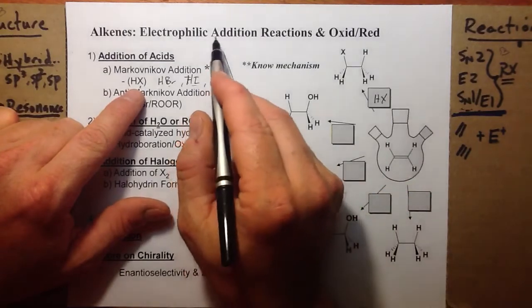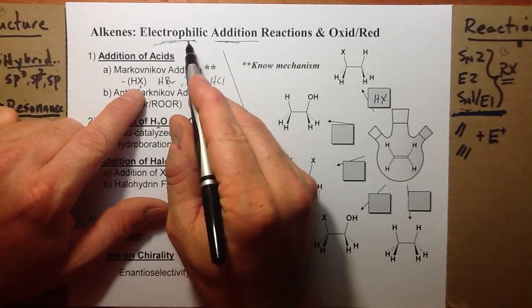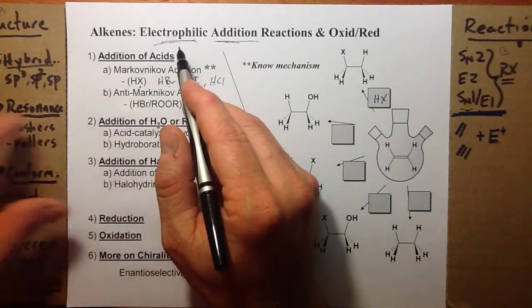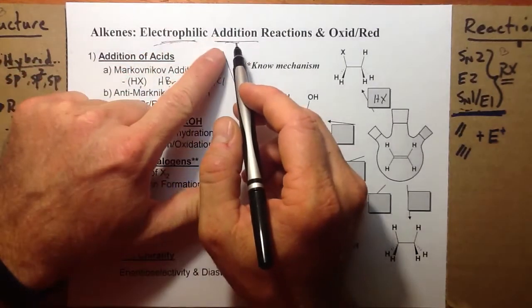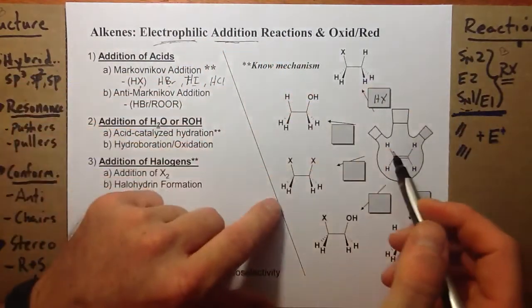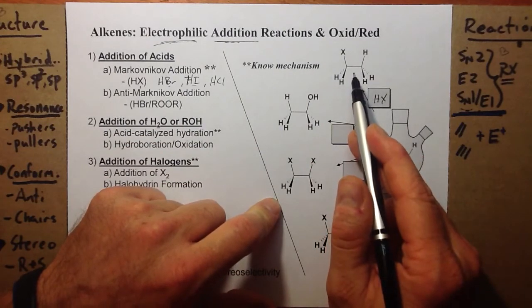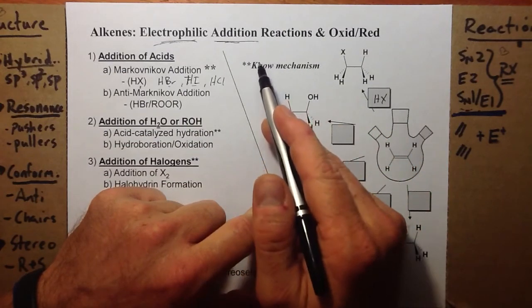So we're needing to remember not only are we attacking the electrophile with the pi bond, as we talked about with the last slide, we're going to have addition reactions, meaning 1 plus 1 comes together to make 1. 1 plus 1 comes together to make one molecule. So these are addition reactions.